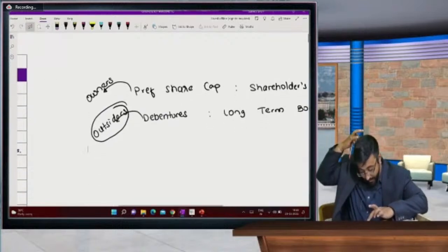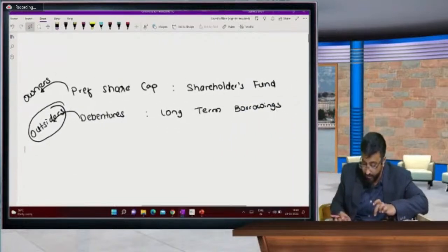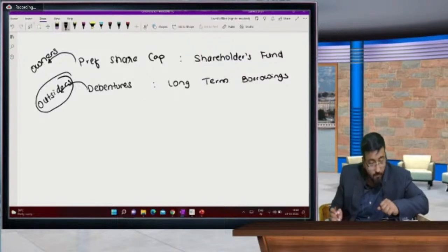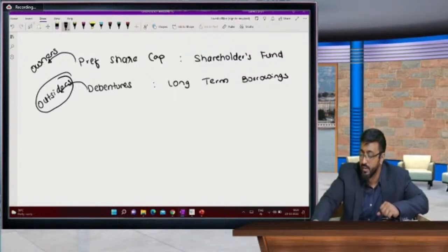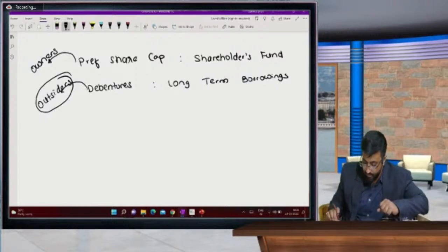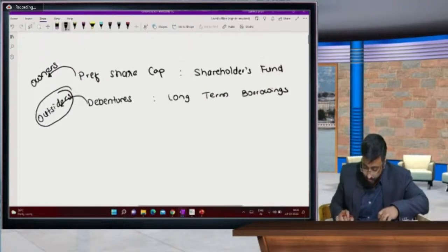Owners, preference share capital, shareholders' fund, and debentures are long-term borrowings. Sir, what is the basic difference between redemption of debentures and redemption of preference shares? So first understand, you are already aware of the debentures concept. For science background students, I will tell what debentures are. So write down.